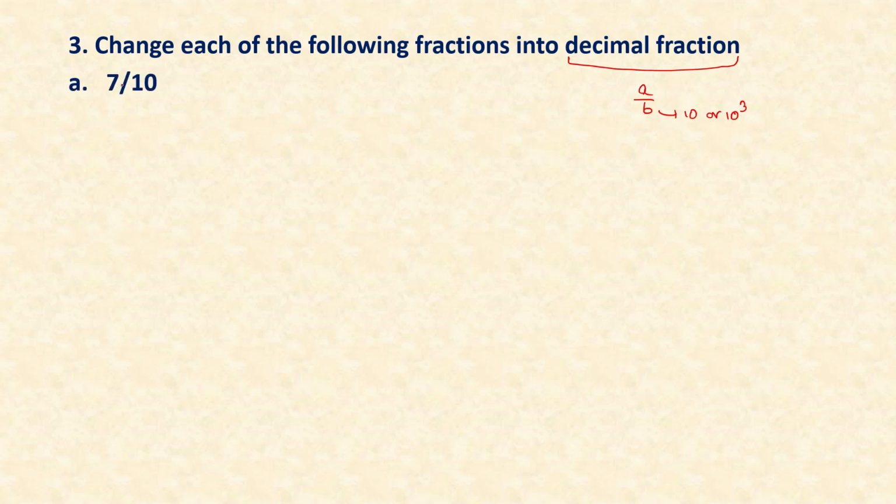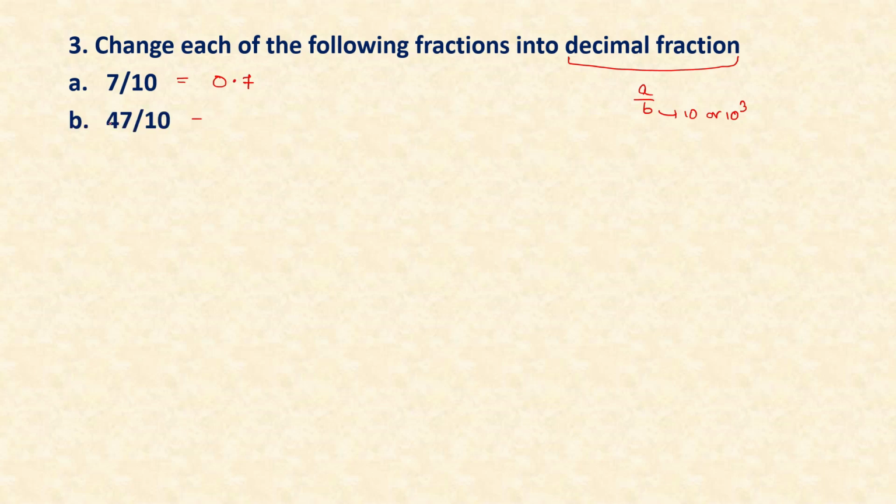The question is 7 by 10. It is already in the decimal fraction format. I can write it as 0.7. Why? Because the denominator has only 1 zero. Then I have to write the numerator here and count from the right hand side. As only 1 zero is present, I am counting 1 digit from the right hand side and putting the decimal point. Hence it will become 0.7.